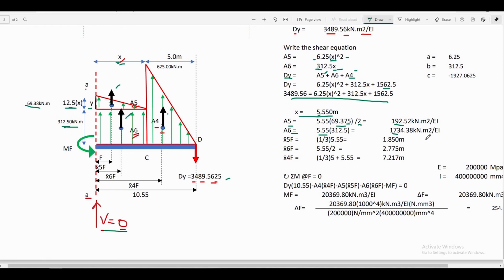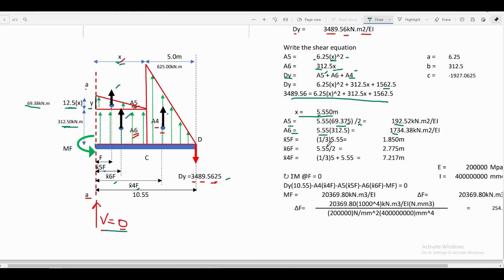to 1734.38. And the value of distance from point F of the beam, since we will apply summation moment at point F, we need the distance from the centroid of area 5, area 6, and area 4 measured from point F. And for area 5, that is called x bar 5F, and for area 6, that is x bar 6F, and for area 4, that is x bar 4F. We can now solve for the values of those distances.